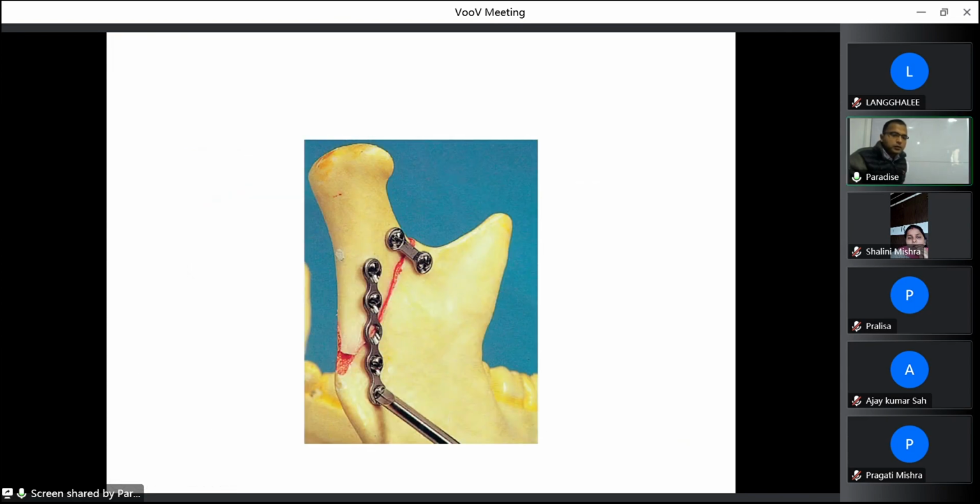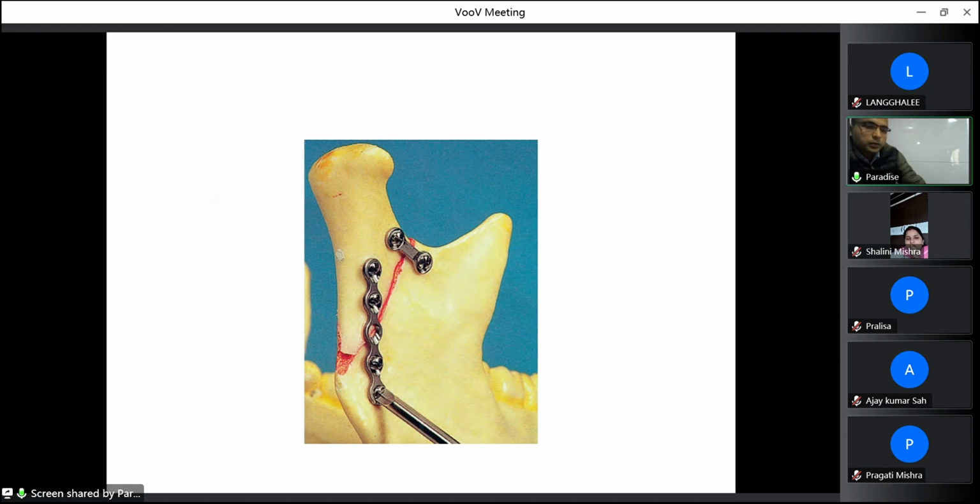Now the question is, how many plates will you put in the condyle? There is a lot of research. Some have put one screw, some have put many. Some have put a single plate, but the problem with a single plate is that most of the plates fractured and the prognosis was not good. So the gold standard is to put two plates. This is one of the best techniques.